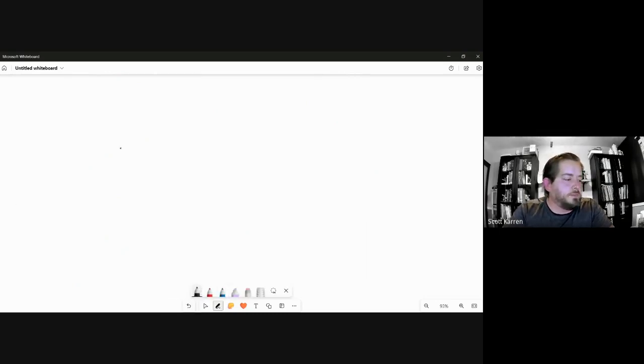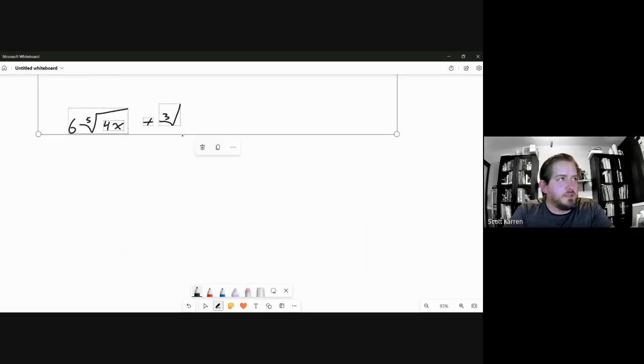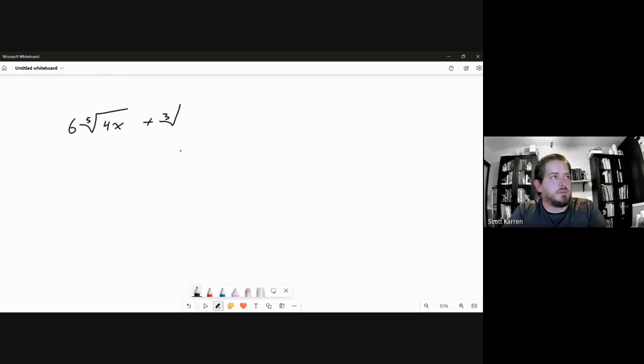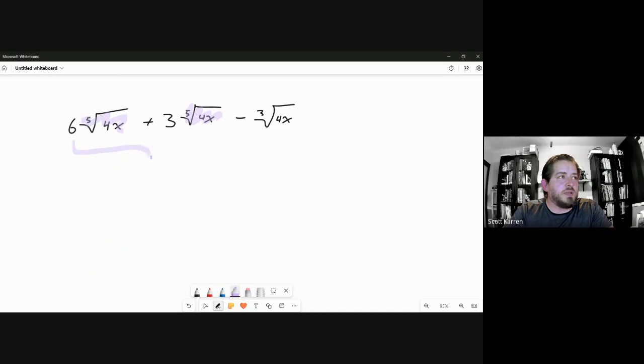If I have 3 times the 5th root of 4x minus the cube root of 4x, I've got these two terms that are the 5th root of 4x. These are like terms. I can combine these guys.